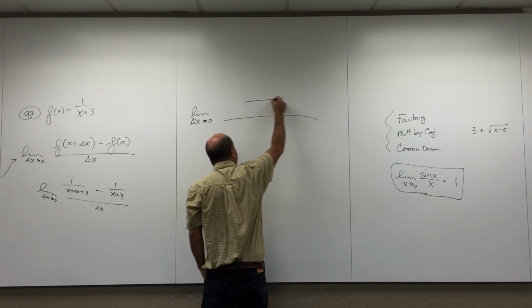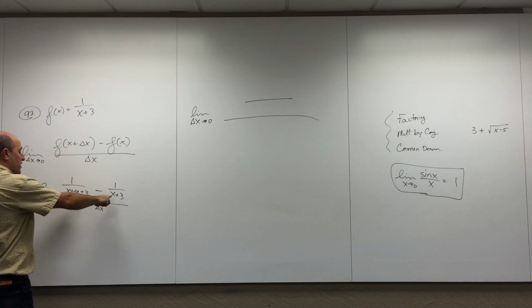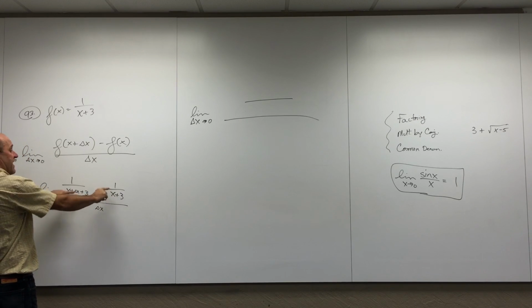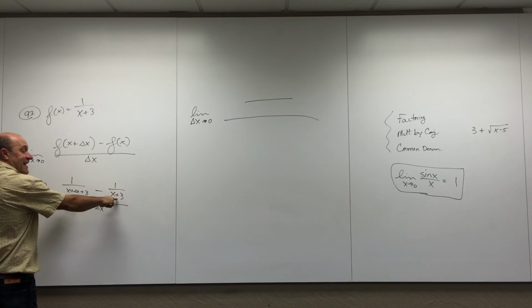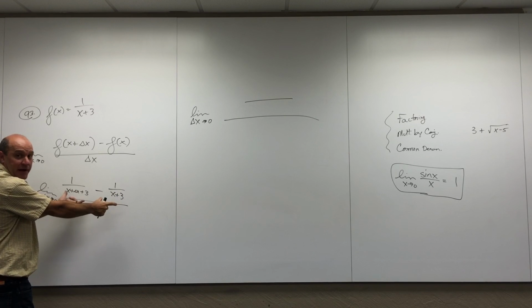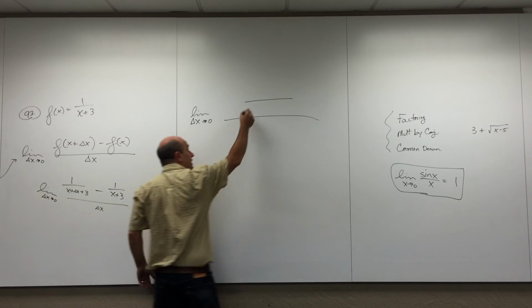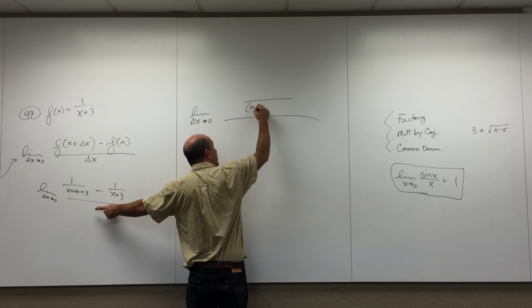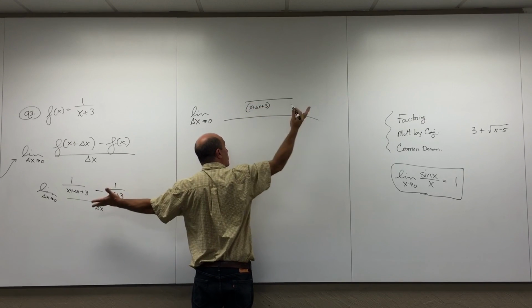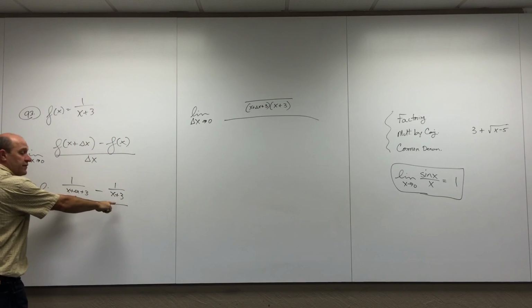So hang on. In that numerator, I'm going to get a common denominator. What do you think the common denominator is of that numerator? Those are two different denominators, and the common denominator is that times that. So the common denominator is x plus delta x plus 3 multiplied by x plus 3. That's the common denominator of those two things.